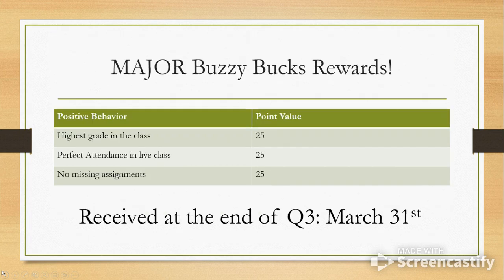So the major Buzzy Bucks rewards are going to be at the end of quarter 3. So you have 5 weeks to get there. If you have the highest grade in the class, you will get 25 Buzzy Bucks.